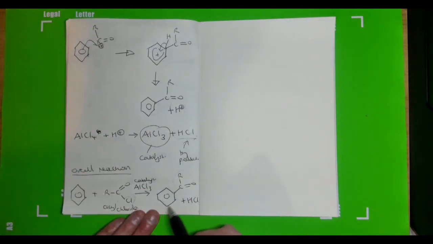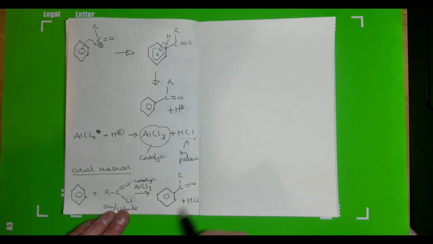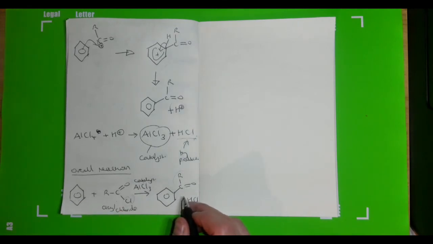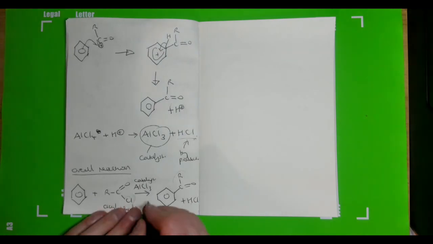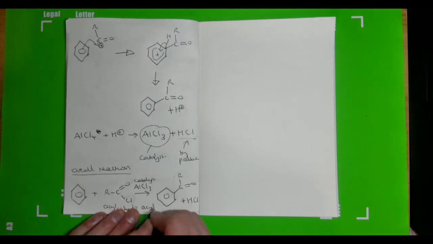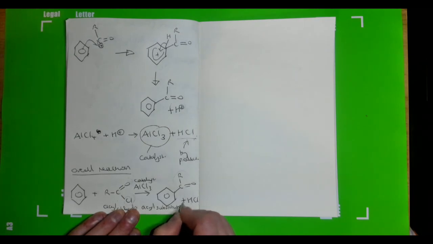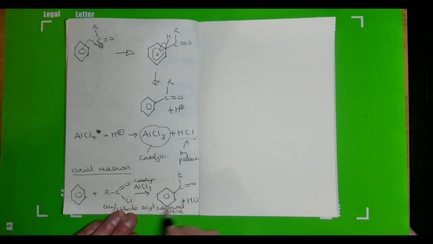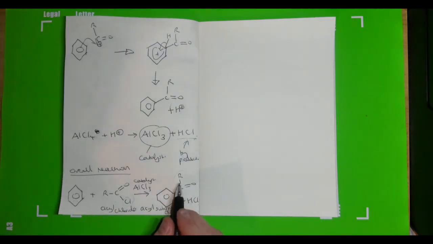Now, if this is an arene, and that is an acyl group substituted, then we'll call this a substituted acyl arene, or an acyl substituted arene. So that is an acyl substituted arene. That's our product. Okay, so that's how you would do that. So let's do an example.